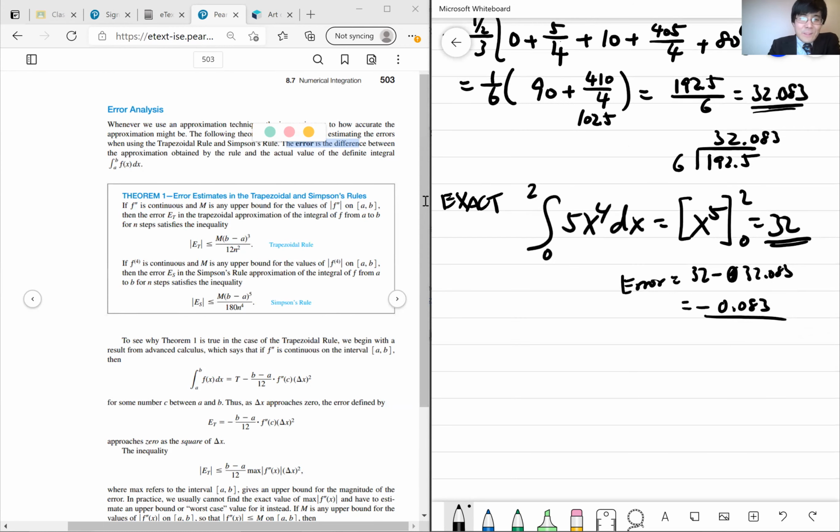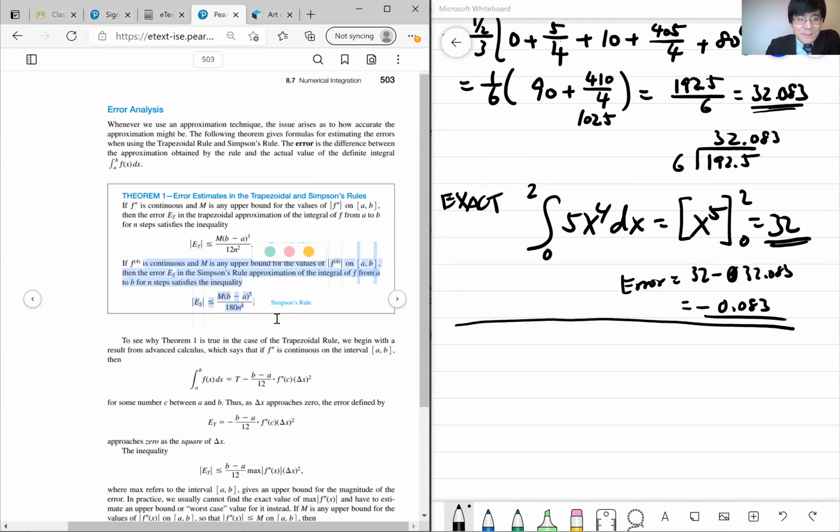Now, here's the theorem. Let's read the theorem. So if the second derivative of f is continuous, and M is any upper bound for the absolute value of f double prime on the interval, then the error can be at most this value. And the error for Simpson is at most this value. Okay, so let's do the error analysis for this one. So we used the Simpson rule right now. So let's use this maximum possible error for the Simpson rule.